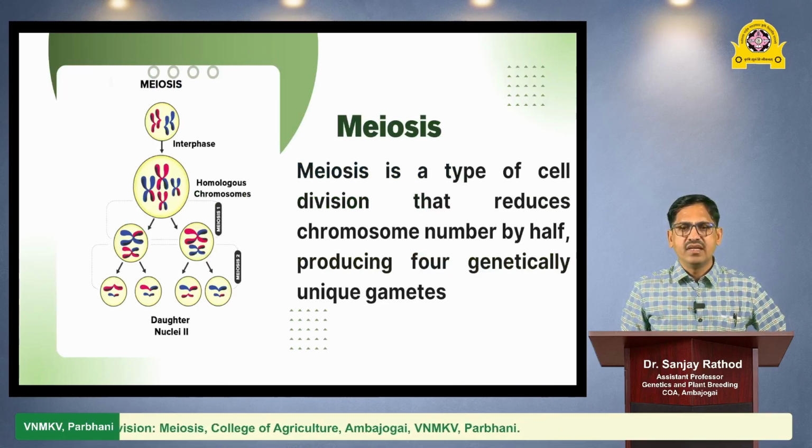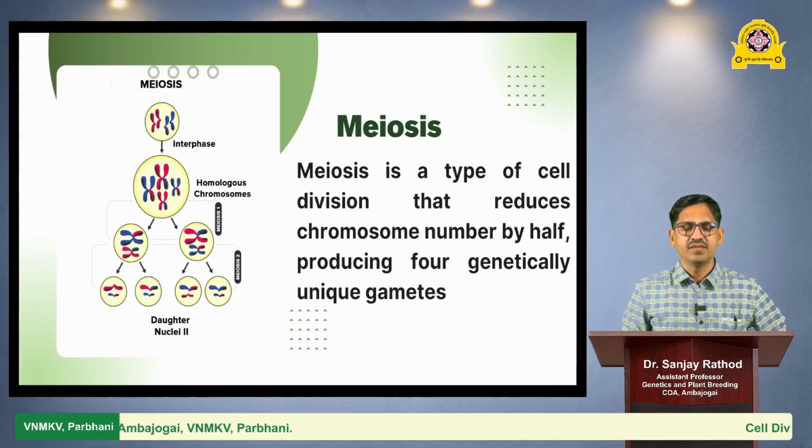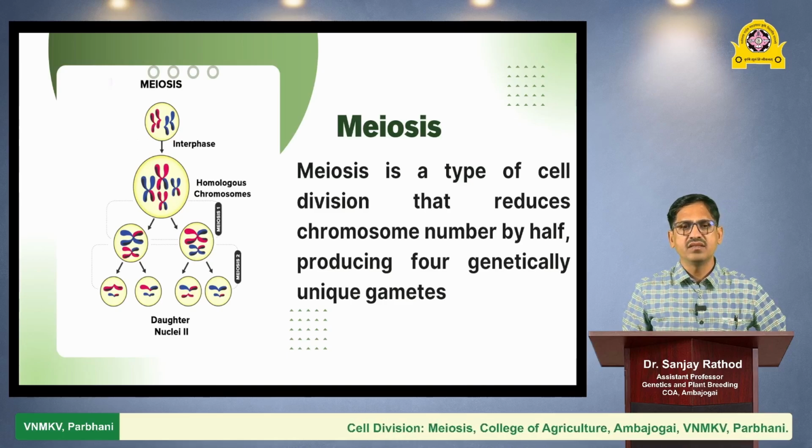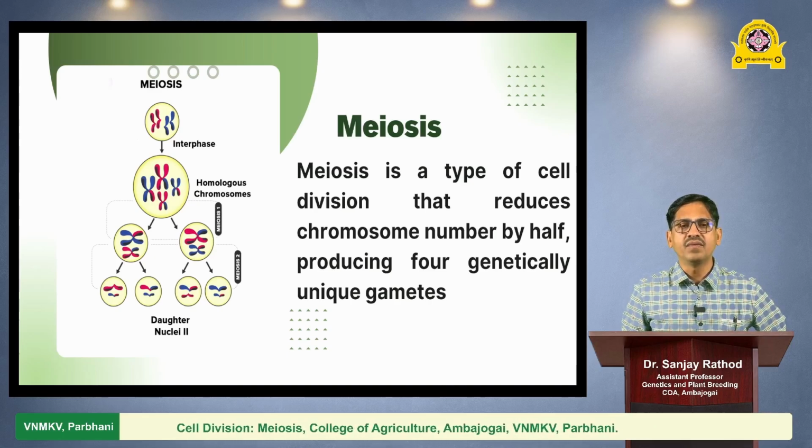What is meiosis then? Meiosis is a type of cell division that reduces the chromosome number by half, producing 4 genetically unique gametes, which were not produced in mitosis. In mitotic division, only 2 daughter nuclei are formed, but in meiosis you have 4 daughter nuclei which are genetically different.